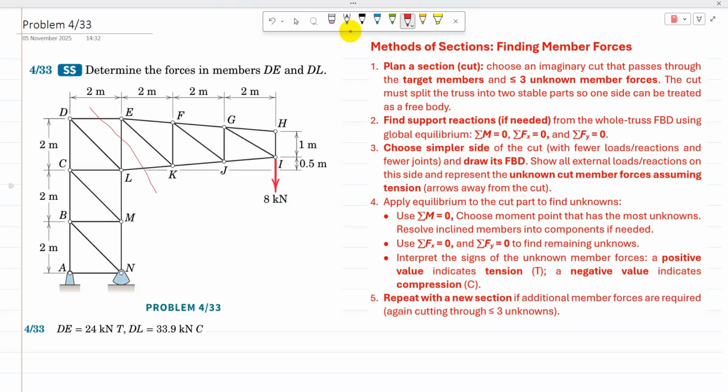I would need to find the support reactions, and finding support reactions is not recommended here. So then I'm going to use the right end by putting a section there, and for the right side I need to draw its free body diagram.